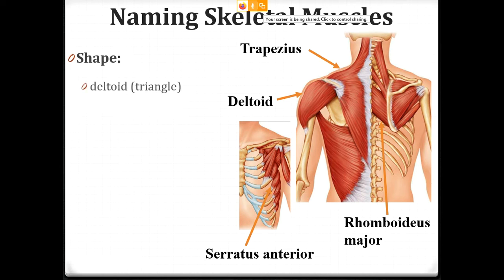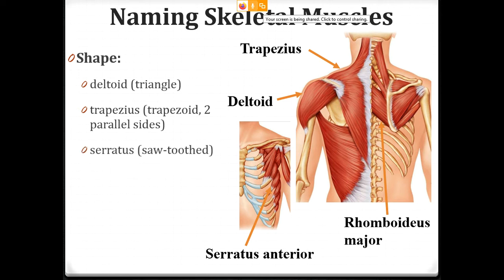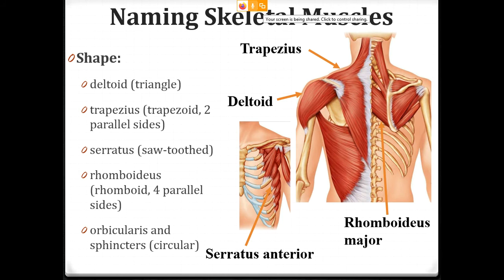Okay, shape. Try to see the shape. Deltoid means triangular in shape. As it is arising from three different areas, anteriorly it is arising from the clavicle, laterally from the acromion process, and posteriorly from the spine of the scapula. Then trapezoid, it is in the form of a trapezoid, two parallel sides. Serratus means sawtooth. Then rhomboideus means it is in the form of a rhomboid shape, four parallel sides. Orbicularis and sphincters are circular in shape, as they present in the form of a sphincter, so they are called orbicularis.